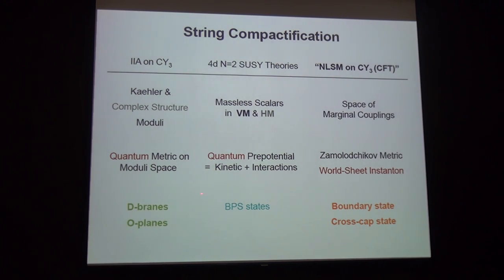So people would like to find a more direct and more powerful method to compute these worldsheet instanton corrections without relying on mirror symmetry. When you say quantum metric on moduli space, from the point of view of string theory, it's the alpha prime corrected. Right? Yes, so that's the achievement.